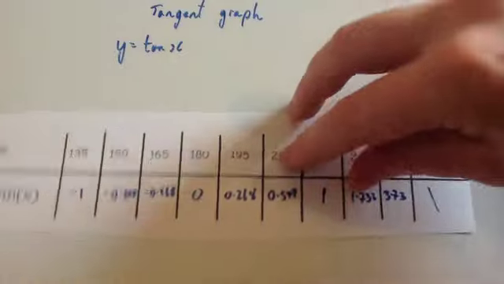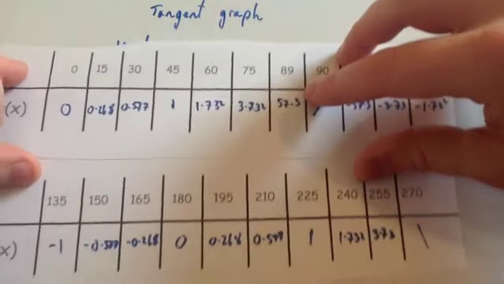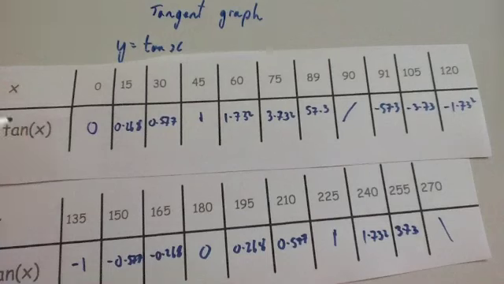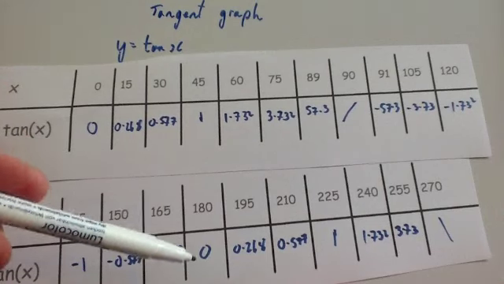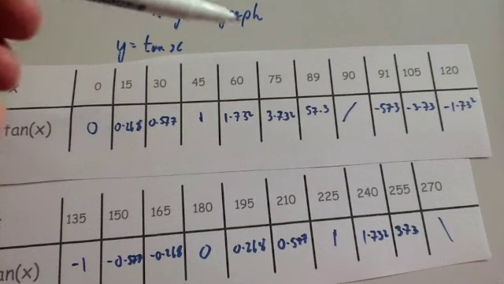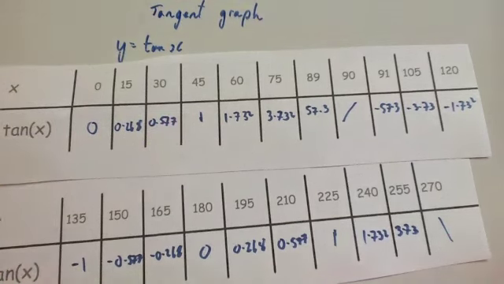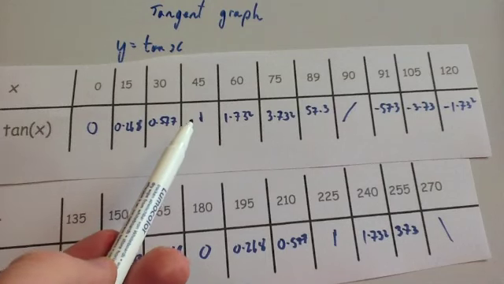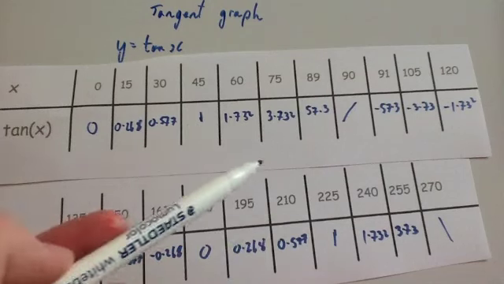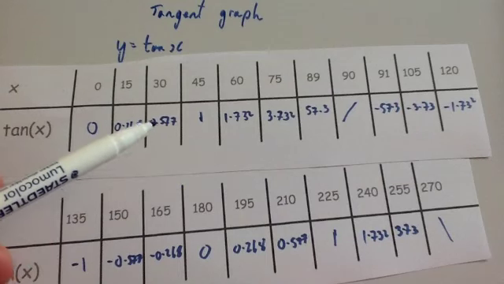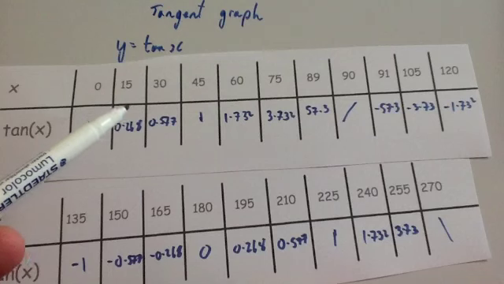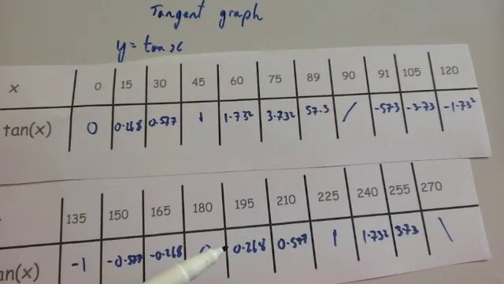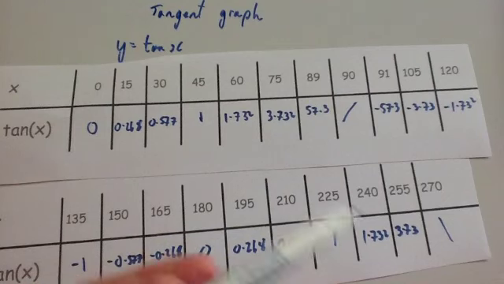So let's have a look at these and see what we can notice is happening with the results. The tan of 0 is 0, and the tan of 180 degrees is 0. If you were to carry on that pattern, the tan of 360 is 0 as well. So every multiple of 180 degrees for the tan graph will be 0. Notice 45 is equal to 1 and 225 is equal to 1. So every 180 degrees it repeats itself. The tan of 15 is the same as the tan of 195, the tan of 30 is the same as the tan of 210, and so on.